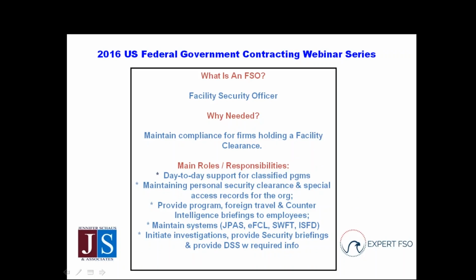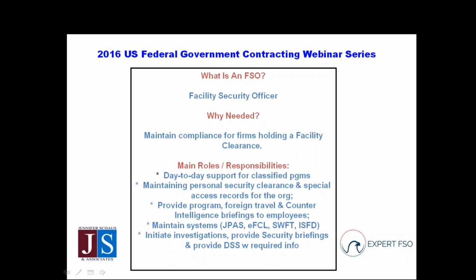It's okay. So basically, what is an FSO? The FSO is a facility security officer. A facility security officer is required to be in any cleared facility. The minute you become a cleared facility, you need to appoint an FSO. That can be anybody in the company, but now they're taking on a whole new set of responsibilities. You're maintaining compliance for the cleared facility now. You are going to be responsible to stay compliant with all the requirements and regulations listed in this NISPOM manual, and that DSS requires.